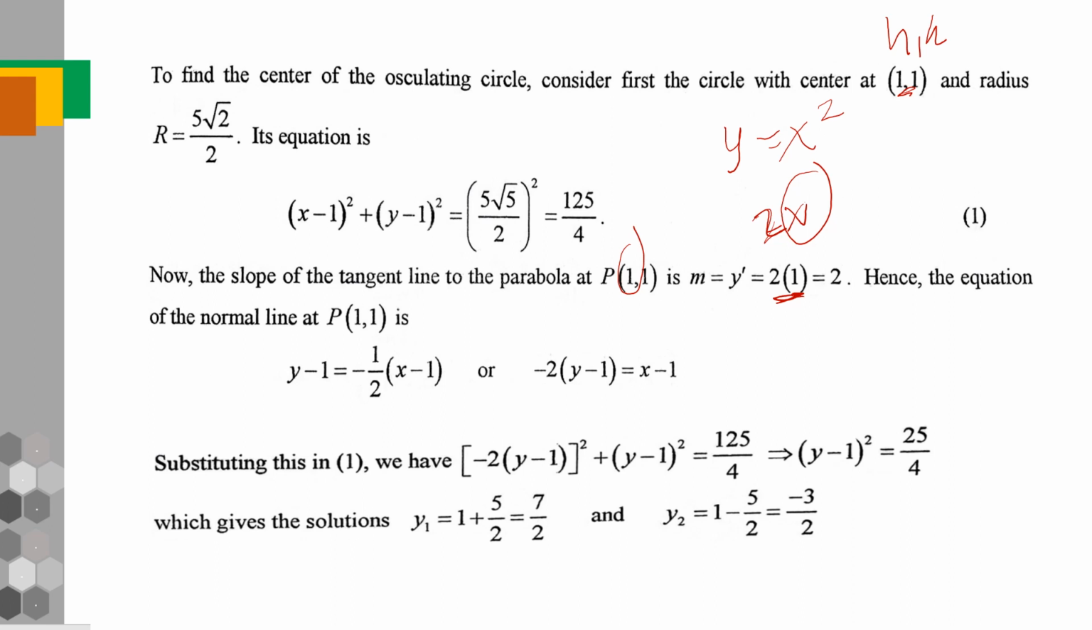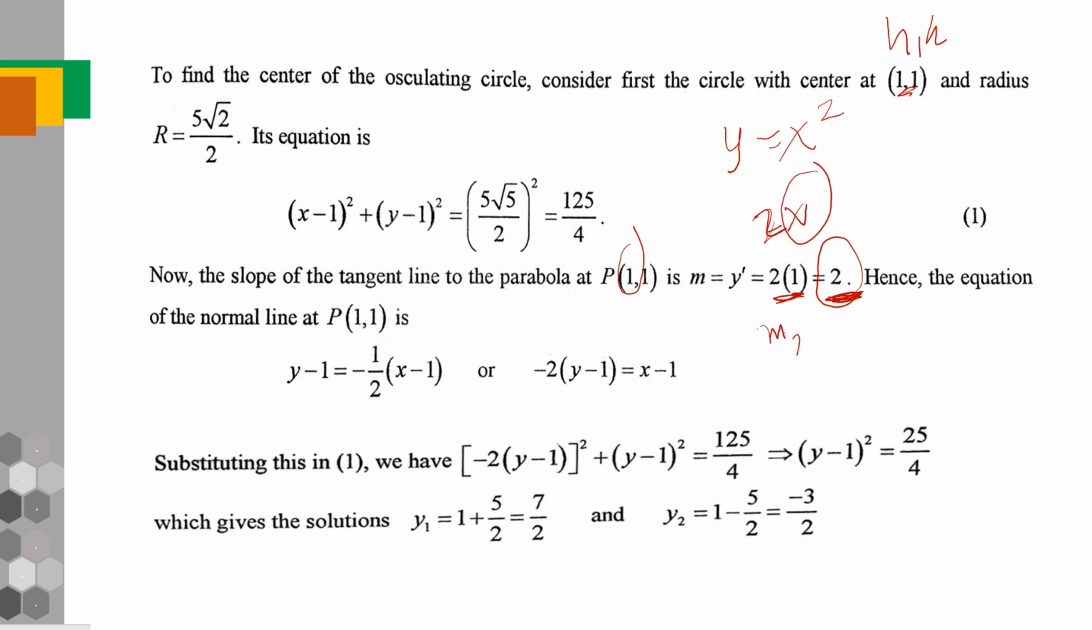So, hence, the equation of the normal line at P(1, 1): pag equation ng normal line, that is the negative reciprocal ng slope ng tangent line. So, ito yung slope ng tangent line, 2. So, ang negative reciprocal ng 2 is negative 1 half. Okay? So, meron tayong negative 1 half na slope.